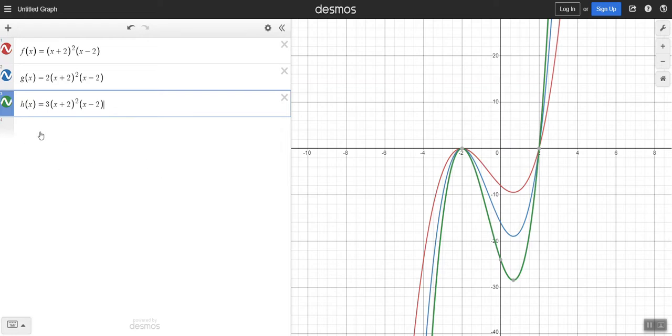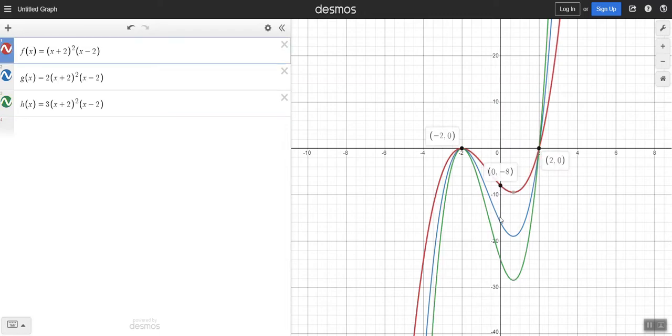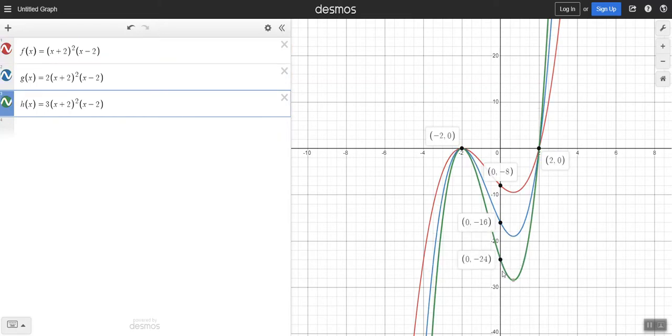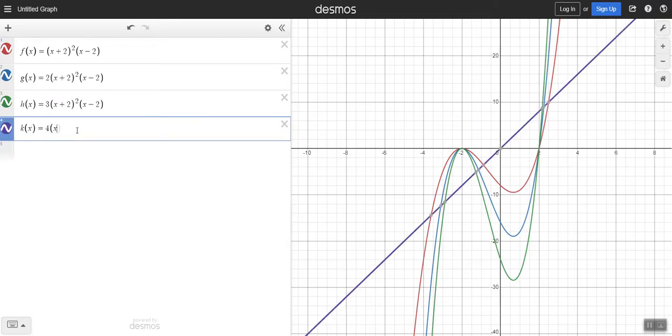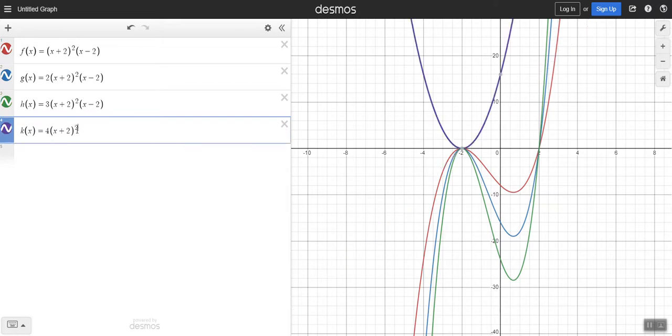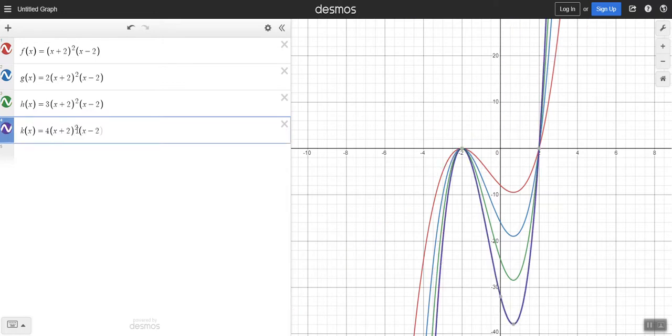And you can see this new green graph. Once again, x-intercepts are not affected. But if we just use the y-intercept as an example, you can see that the original y-intercept of -8 has indeed been multiplied by 3. We could do it one more time with a multiplier of 4. But I don't think we'll be too surprised at what we see. Again, x-intercepts stay the same, but notice now our y-intercept is -32.